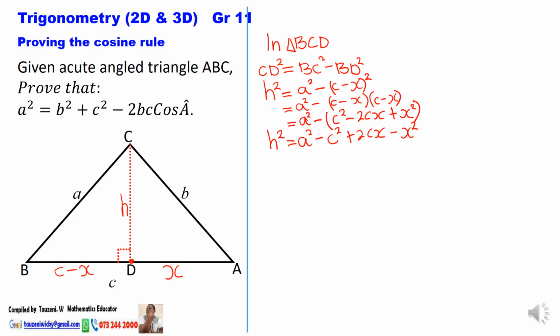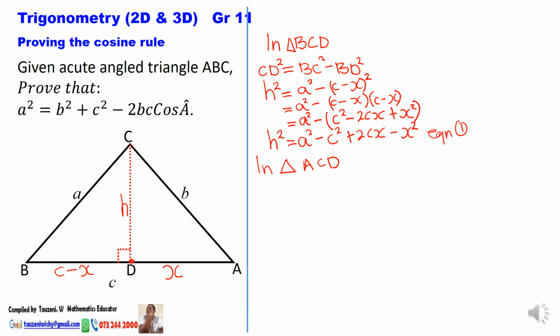And we got this from triangle BCD. Now we label this one as our first equation, equation 1. Then from there, you focus your attention on the next triangle, also making sure that you are using a right angle triangle because the theorem of Pythagoras is applicable in a right angle triangle only.